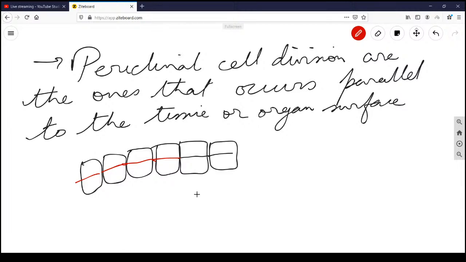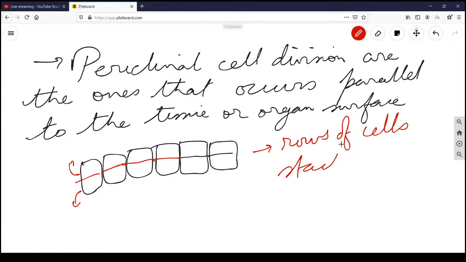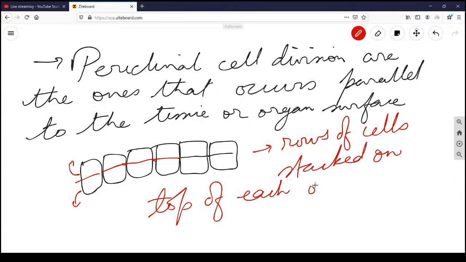So as a result, we get rows of cells. What will you get? Rows of cells stacked on top of each other, or rows of cells stacked one over the other.